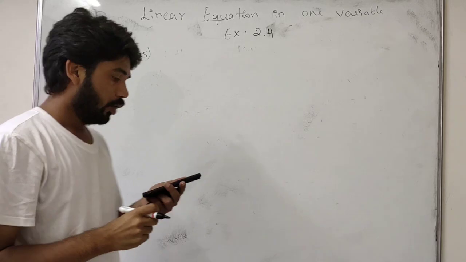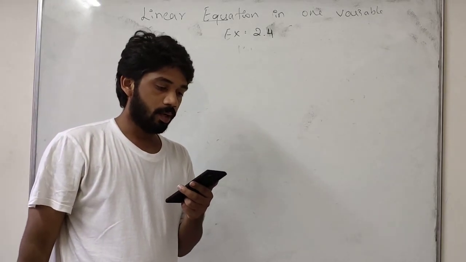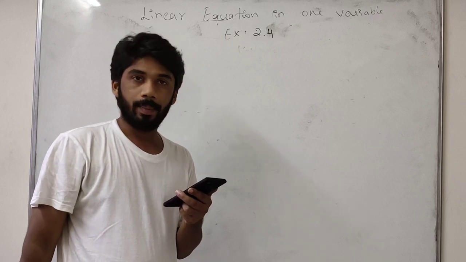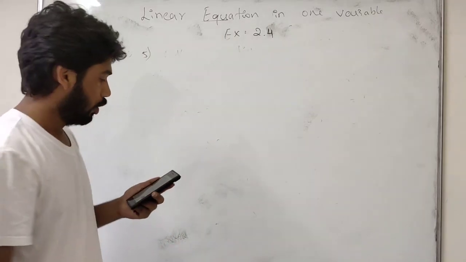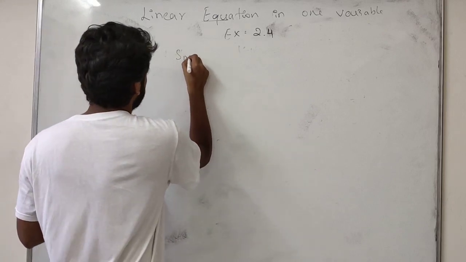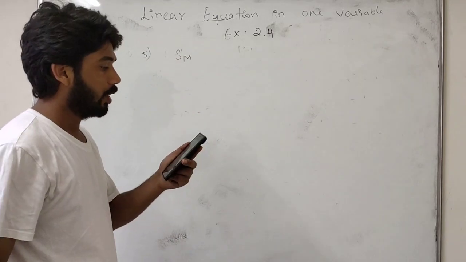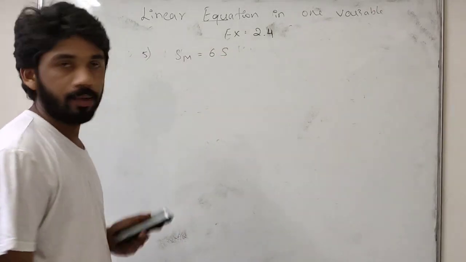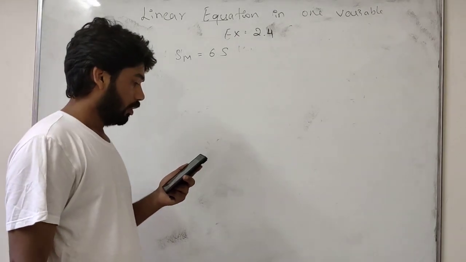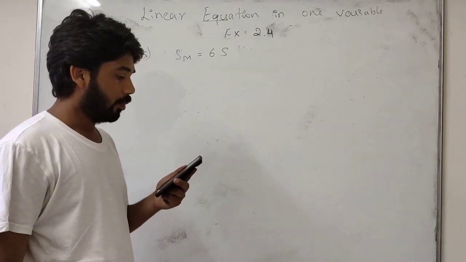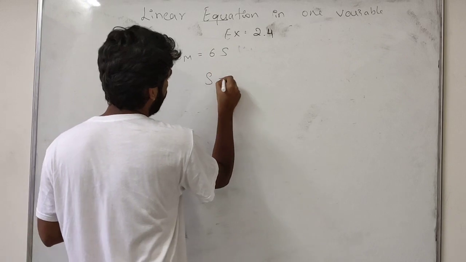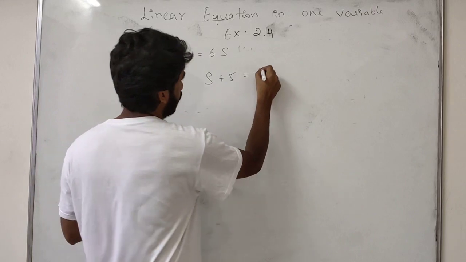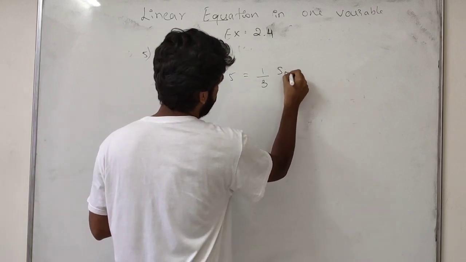Fifth one. Shobha's mother's present age is 6 times Shobha's present age. Shobha's age 5 years from now will be 1/3 of her mother's present age. What are their present ages? We have to find the present ages. I write it this way: Shobha's mother's present age is 6 times Shobha's age, and I am taking Shobha as S. Shobha's age 5 years from now will be 1/3 of Shobha's mother's age.